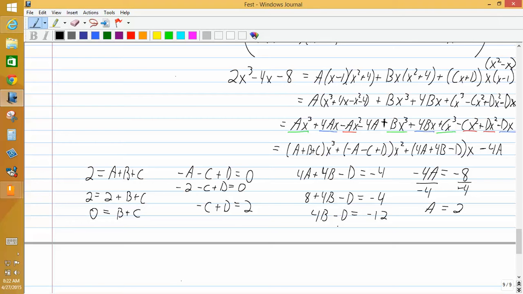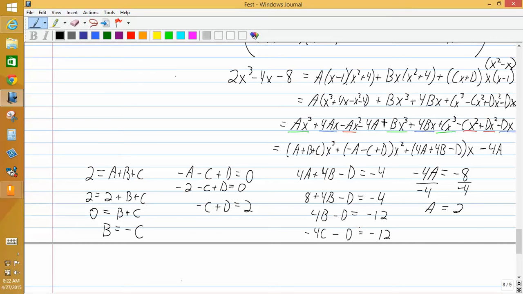So what I would suggest doing is taking this first equation here and moving the C over. So you'd have B equals negative C. And then over here, I have a C and a D here, and I have a B and a D here. But if I plugged in negative C right here for B, I'd have negative 4C minus D equals negative 12. And now I have two equations that have the same two variables. Okay?